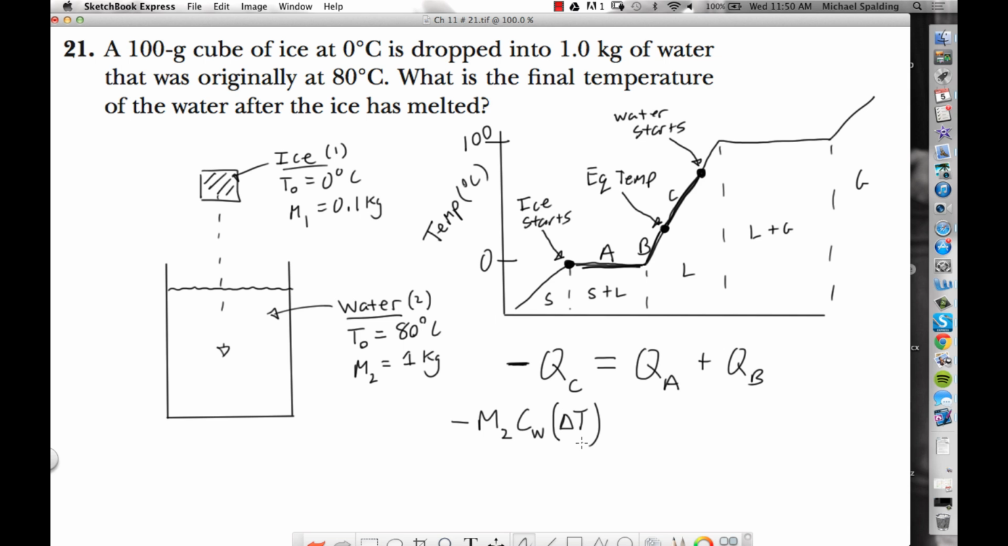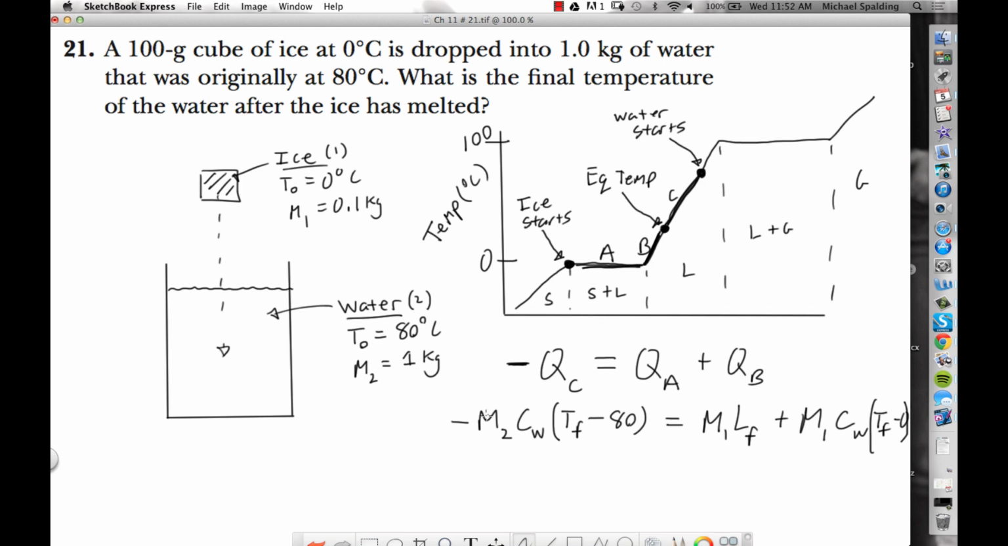Now what's delta T? Change in anything, what's change? Final minus initial. So we're going to go temperature final minus 80, because that was the initial temperature of the water, equals, okay, now what's QA going to be? What's the equation for that step? The equation for a phase change is ML, where that's M1, the mass of the ice, plus this B right here, step B, is going to be MC delta T. Change of temperature is always final minus initial. So that's going to be T final minus 0, because the starting temperature was 0.